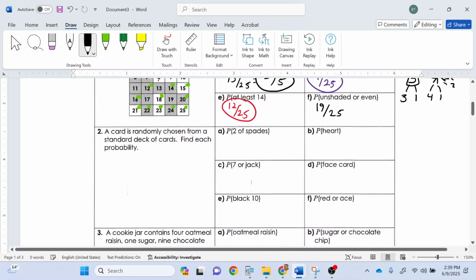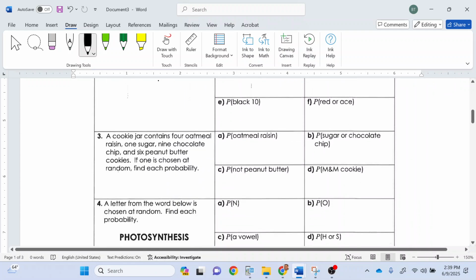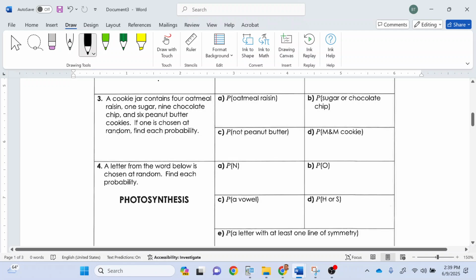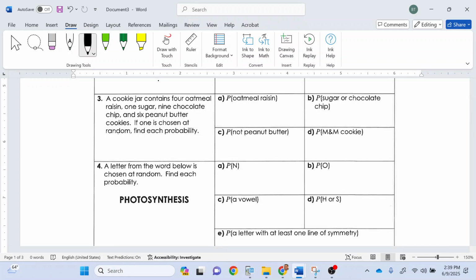All right, this one's a deck of cards. I will not put a deck of cards question because I always get people angry because not everyone knows how a deck of cards works.